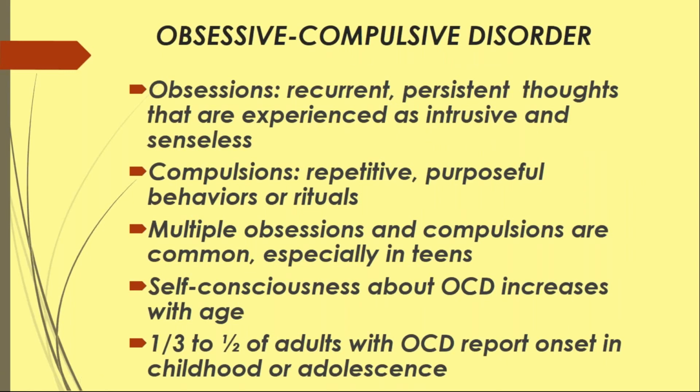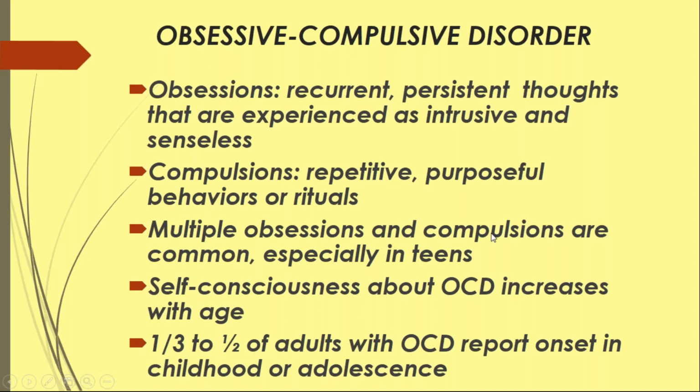Obsessive compulsive disorder, or OCD, involves obsessions, which are recurrent, persistent thoughts that are intrusive. The person with OCD knows that they don't make sense. And then the compulsions follow: repetitive, purposeful behaviors or rituals that frequently go along with the obsessions. We typically see multiple obsessions and compulsions, and people with OCD who don't have autism are self-conscious about their OCD, and this increases with age.